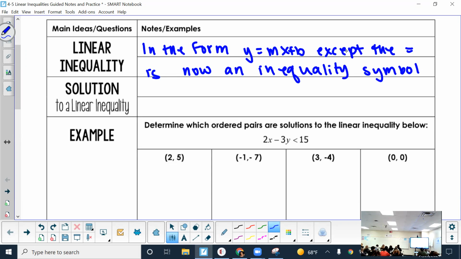All right, so linear inequalities are in the form y equals mx plus b, except the equal sign is now an inequality symbol. So now it's y less than mx plus b, or y greater than mx plus b, and the other symbols too.